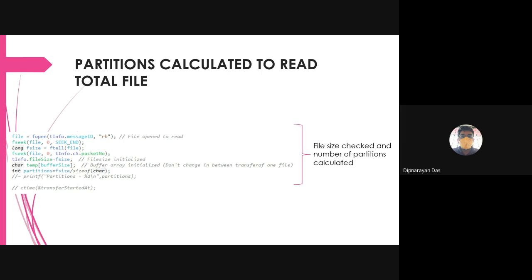Now the partitions is fsize divided by sizeof char. The size of char is 1 byte. Suppose fsize means there are 1000 bytes of data, a 1000-byte file, and the size of char is 1. That means partitions will be 1000, since 1000 divided by 1 equals 1000. So partitions says how many times I need to read the file. How many times I need to read the file: 1000 bytes of data means 1000 times I need to read.